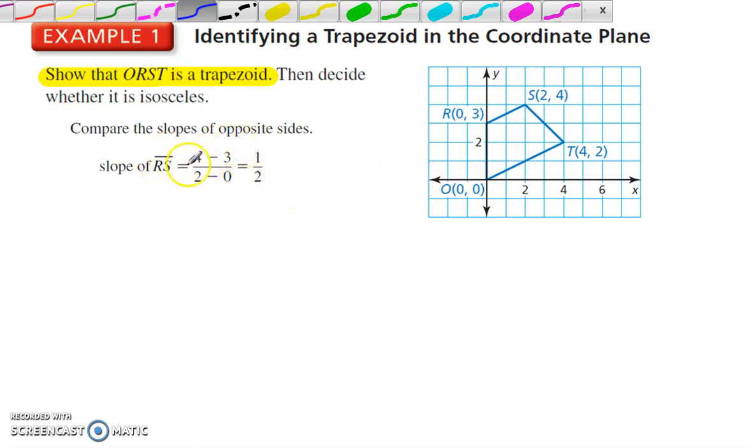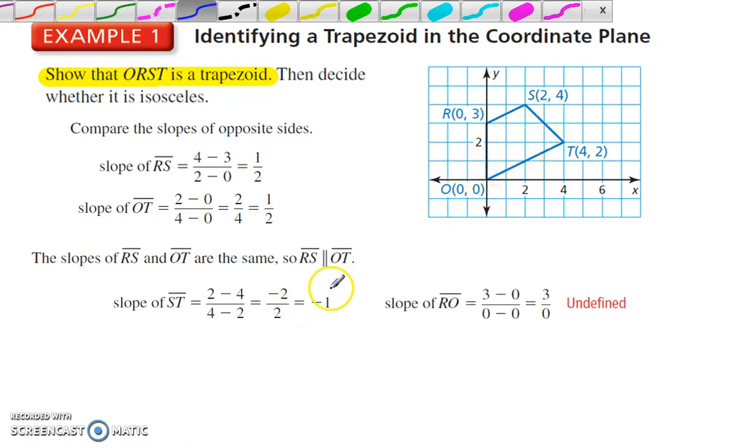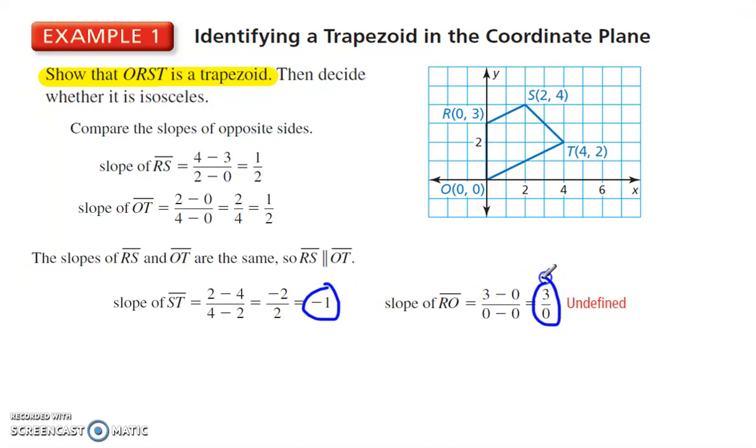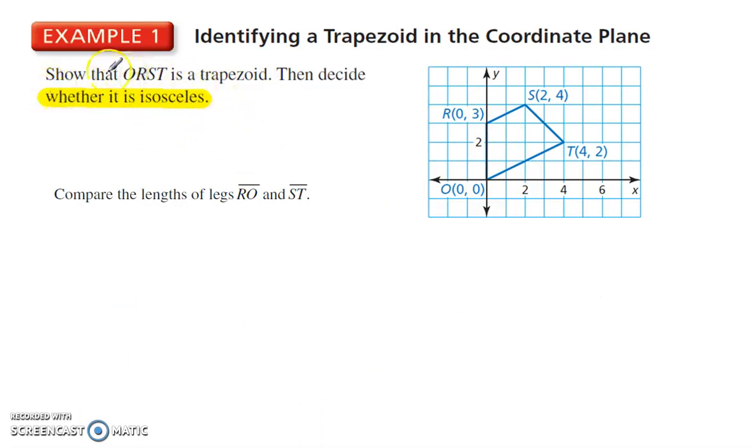Or I can do it mathematically using the slope formula. So RS, plug in the points into your slope formula, simplify, and you get a slope of 1/2 for each, which means those two are parallel. Then we'd look at the slopes of the other two sides to see that these two are not parallel. So therefore, only two of them are parallel, which makes it a trapezoid, because we only have one pair of parallel sides.